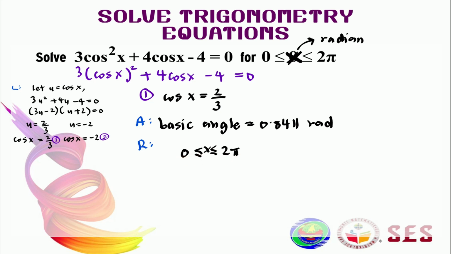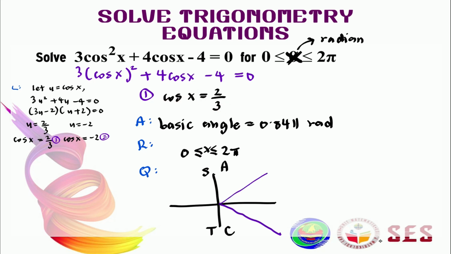Now we are going to proceed to the 4th step, which is to find its quadrant. And to find its quadrant, we need to sketch its Cartesian plane with a stack. Since this angle here has positive value for cos, that means our angle should be in the 1st quadrant and the 4th quadrant. And the basic angle is 0.8411 radian. Lastly, we are going to find the answer here.